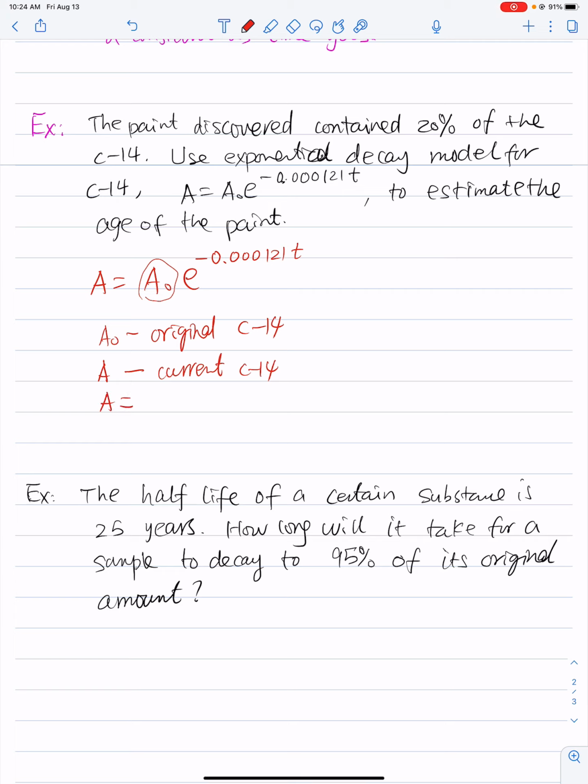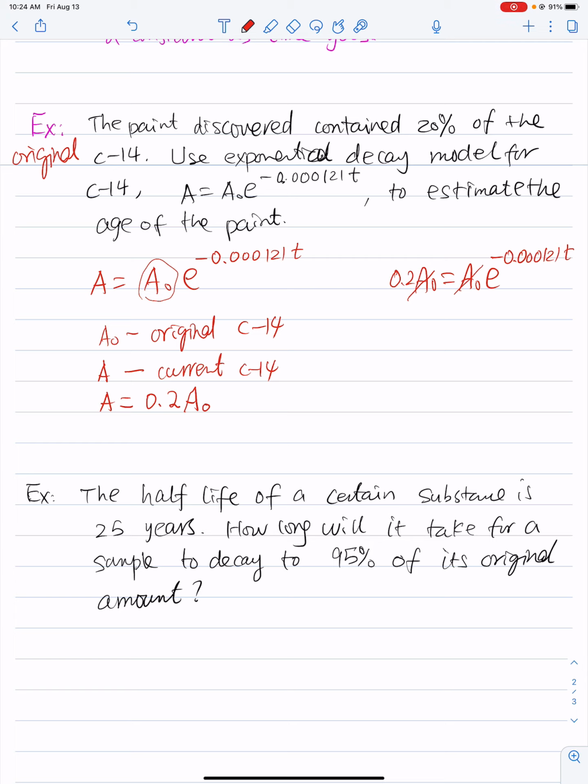So what will A be equal to? We know that it is 20% of the original. Of means multiplication, so it's 0.2 A0. Are you with me? So A equals 0.2 A0, and we substitute here: 0.2 A0 equals A0 e to the negative 0.0000121 t. What happens here? A0 cancels.